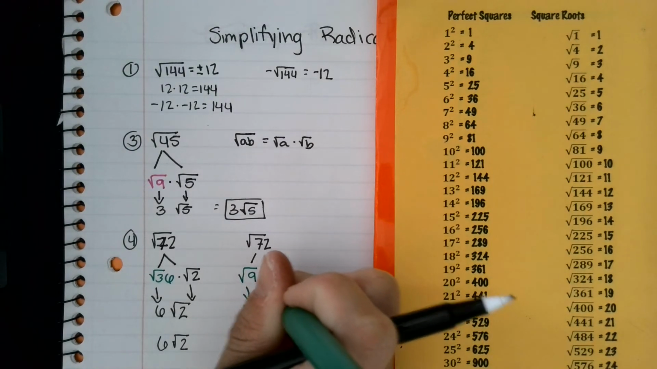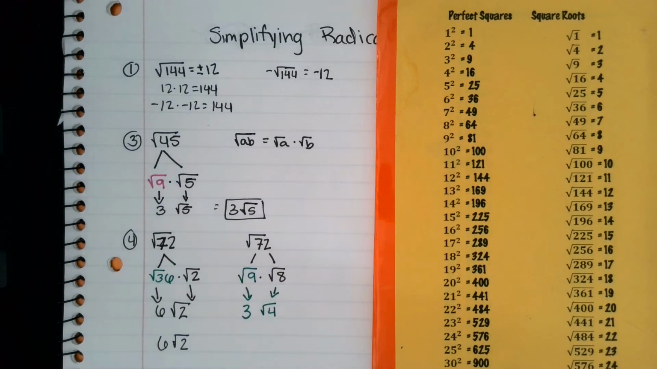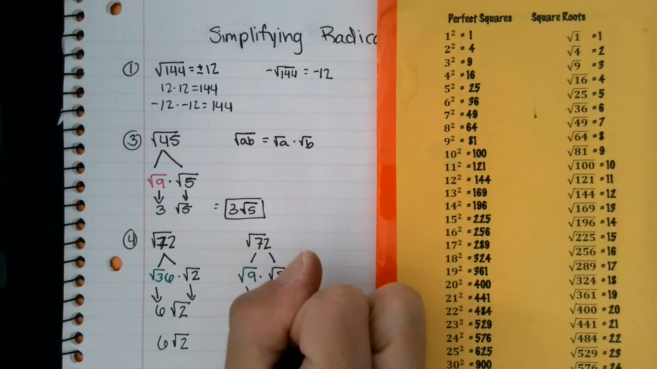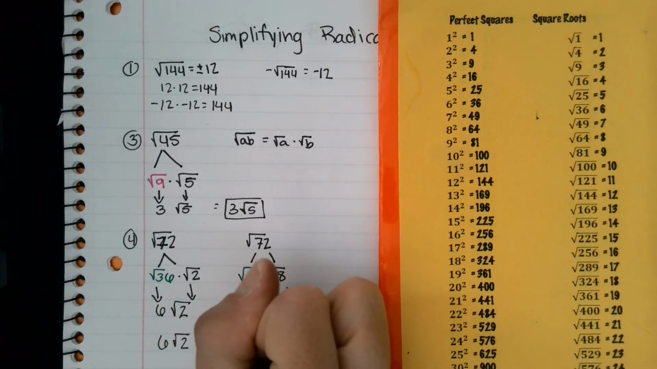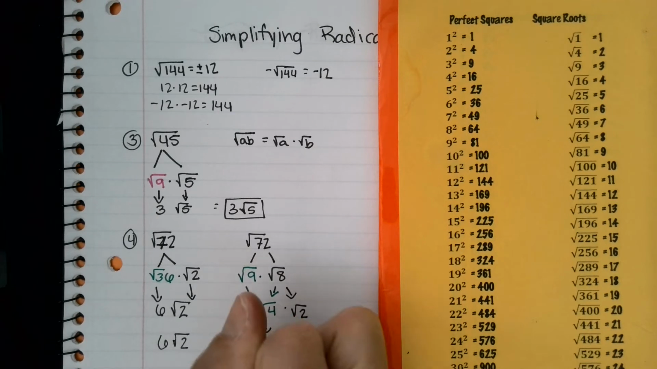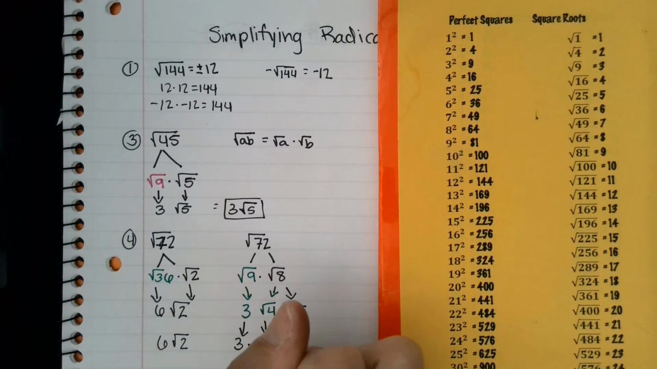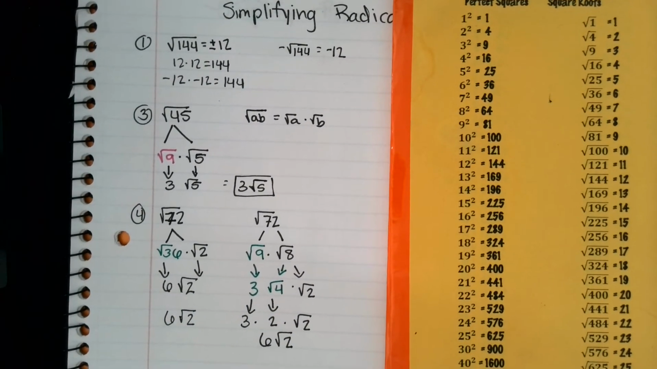So I can simplify the square root of 8 into the square root of 4 times the square root of 2. Well, I know the square root of 4 is 2. And so this becomes 3 times 2, because I bring down that 3. 3 times 2 times the square root of 2, which still gives me 6 on the square root of 2. So you're going to get the same answer either way.